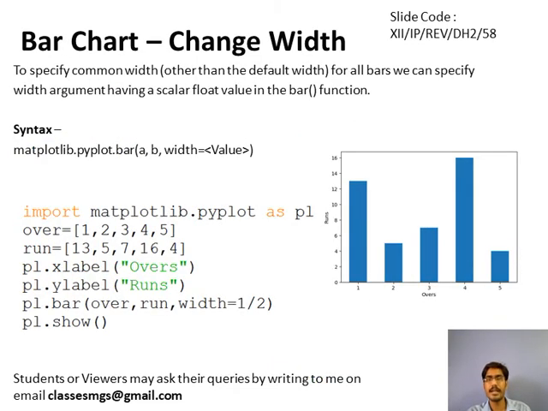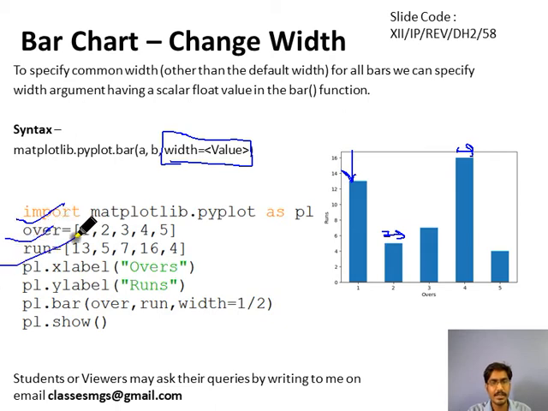Now we can see how we can change the width of these graphs. If you want to increase or decrease the width, this is known as the width of the graph. So if you want to change the width of the graph, you can simply pass the width as per your requirement. The example will look similar, only we are passing width equals 1/2. Whatever width we had in the last slide, the width will be 50% of that.